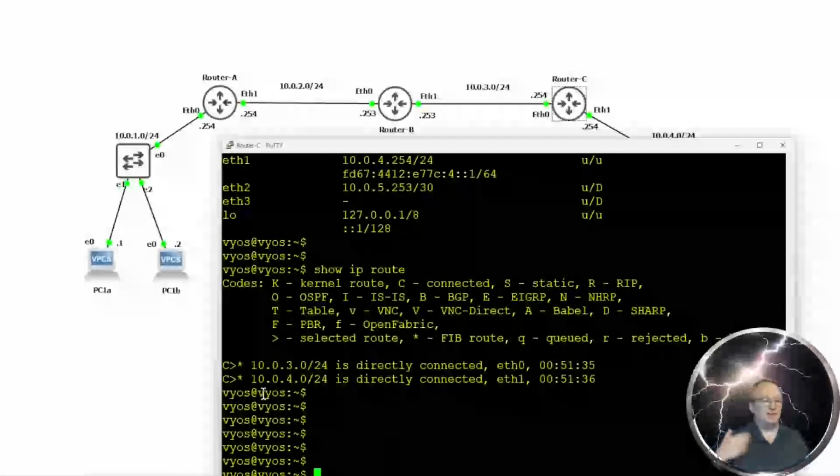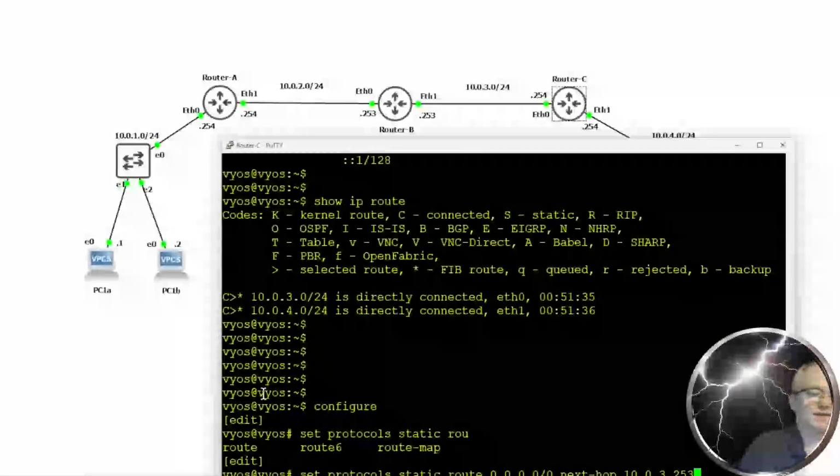So if there's nothing better in the table, a 0-bit match works. So let me put in a default route. All right, so the protocol static route, putting in the entry of 0.0.0.0/0 into the routing table with a next hop of 10.0.3.253. And that is the default route. And that's simply how you typically put it in.